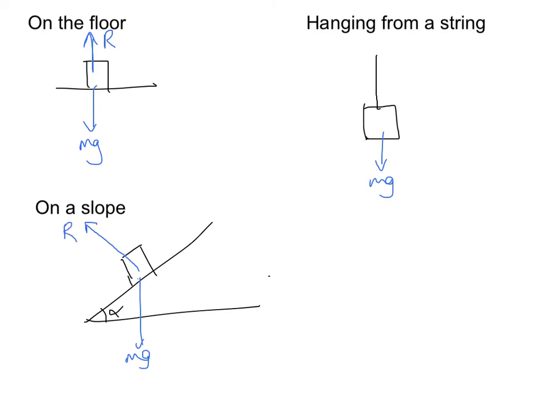What about tension? Well, only one of these has got tension, and that's the one hanging from a string. So the tension is in the string like this. So we're not drawing the actual string, we're just drawing the forces, and the force tension in the string like that. Friction, well, friction depends on the situation.